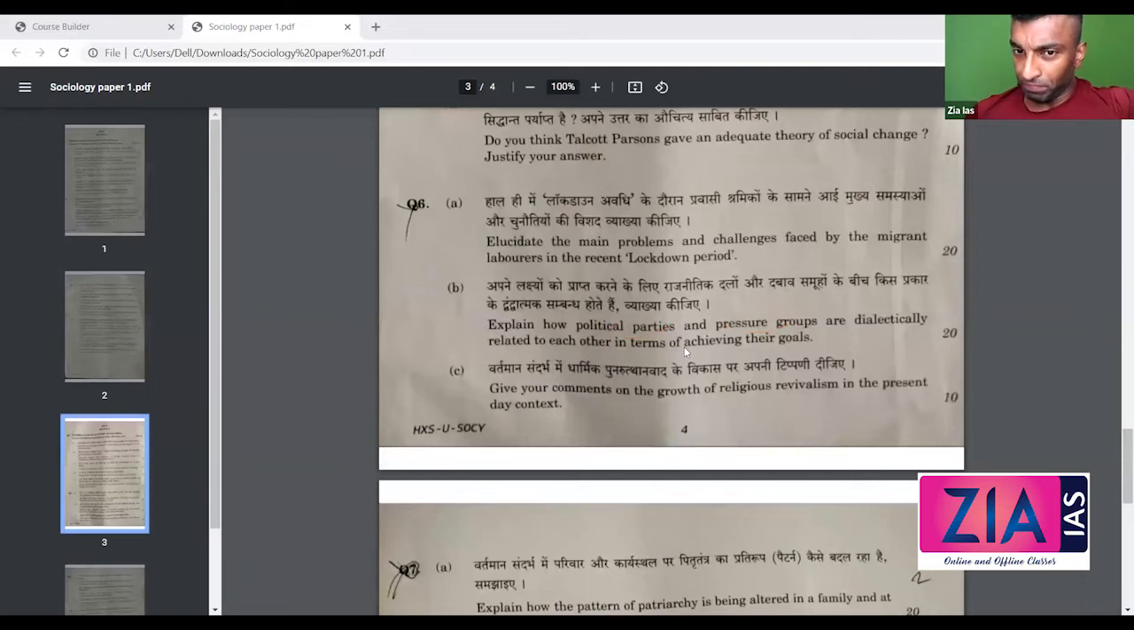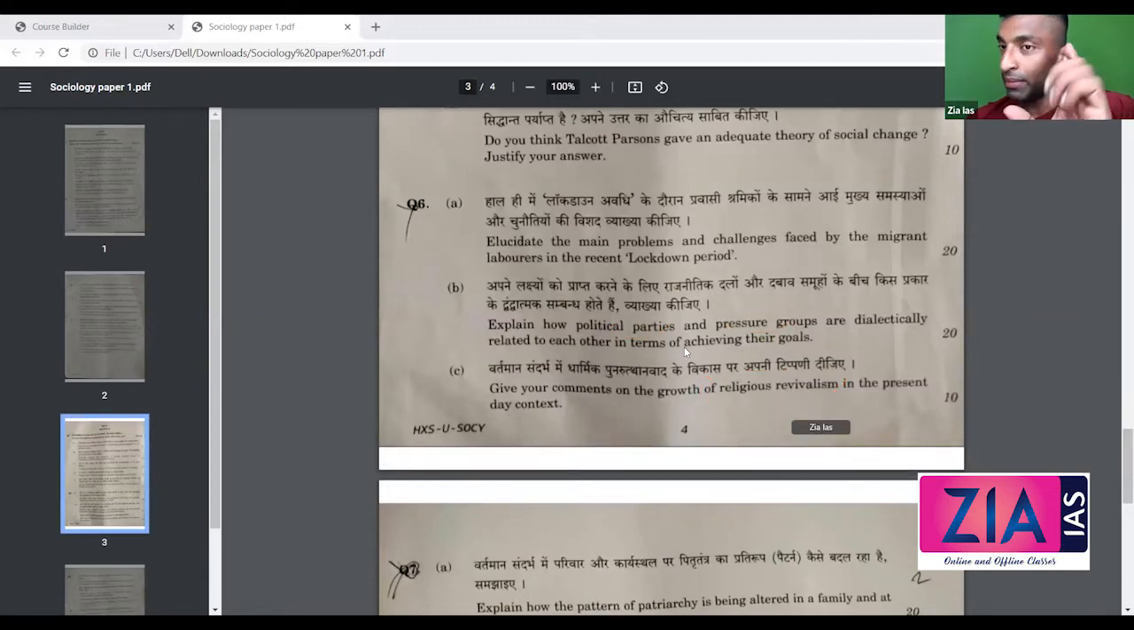And then give your comments on the growth of religious revivalism. I don't know how many of you who are present here were attending the last batch. I have stressed this one, religious revivalism. Very, very important topic, and I've discussed this particular concept of religious revivalism multiple times.